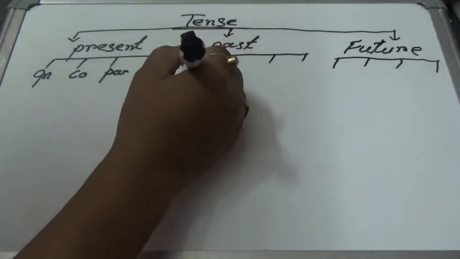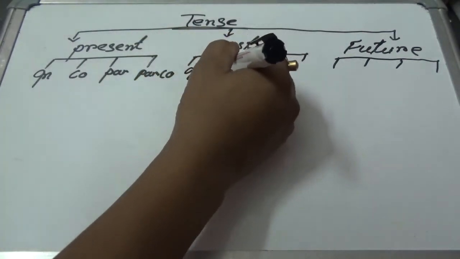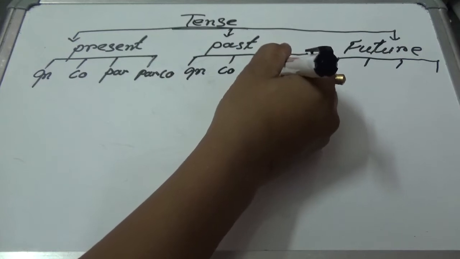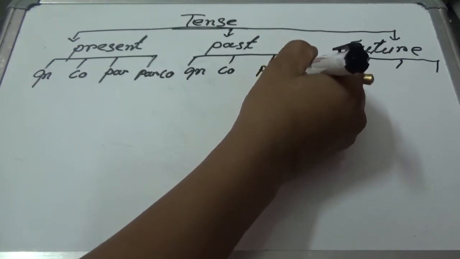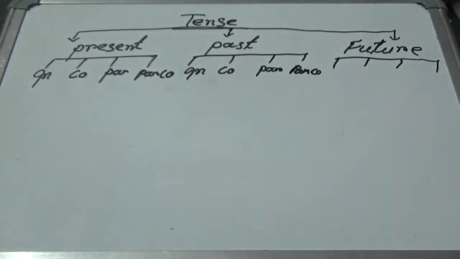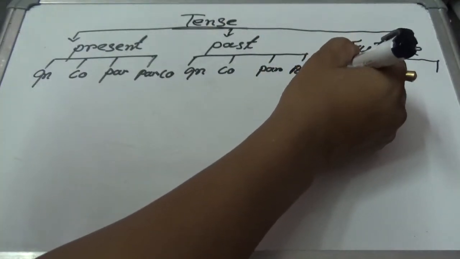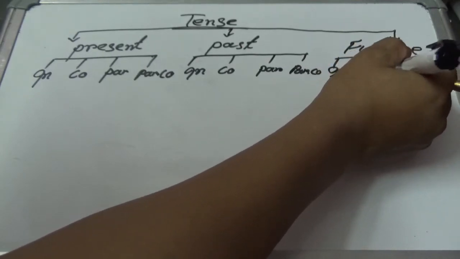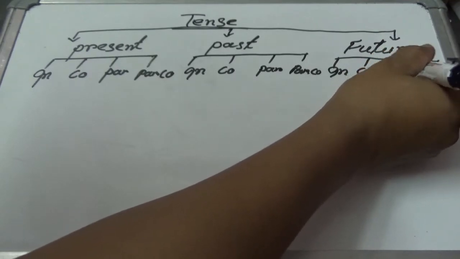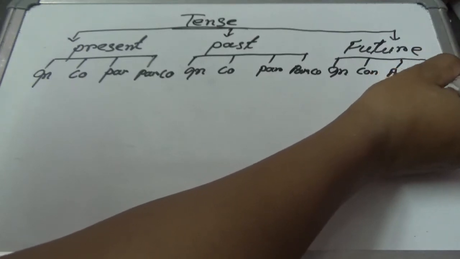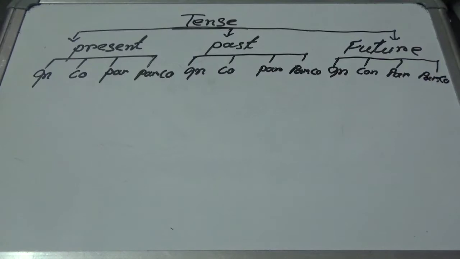Same to same, past indefinite, past continuous, past perfect, past perfect continuous. Same to same, future indefinite, future continuous, future perfect, future perfect continuous. So tense has a total of 12 classifications.